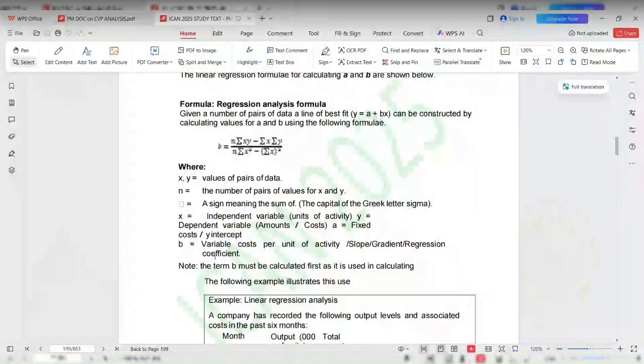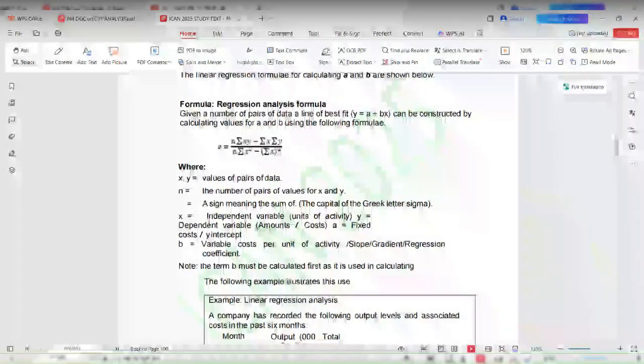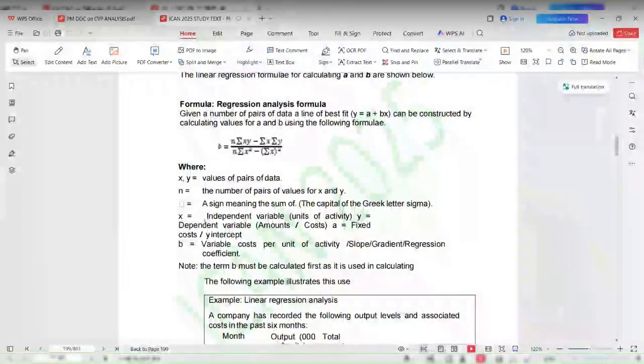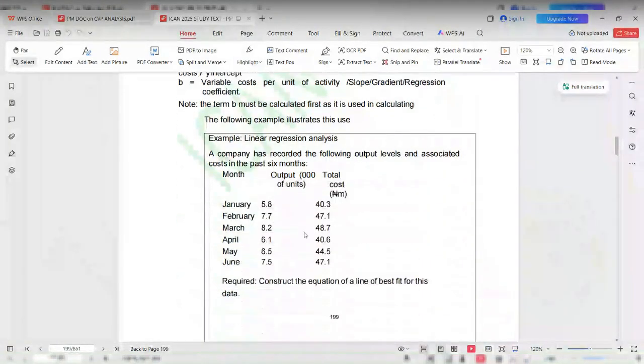All right. So we have X to be the independent variable, and our Y is what? Is the dependent variable. A is the fixed cost, and A is the intercept. B is the variable cost per unit of activity, I've already explained that. So we have this now. As you can see, this is 5.8. Who can tell me the X and Y now? What is your X? What is your Y?